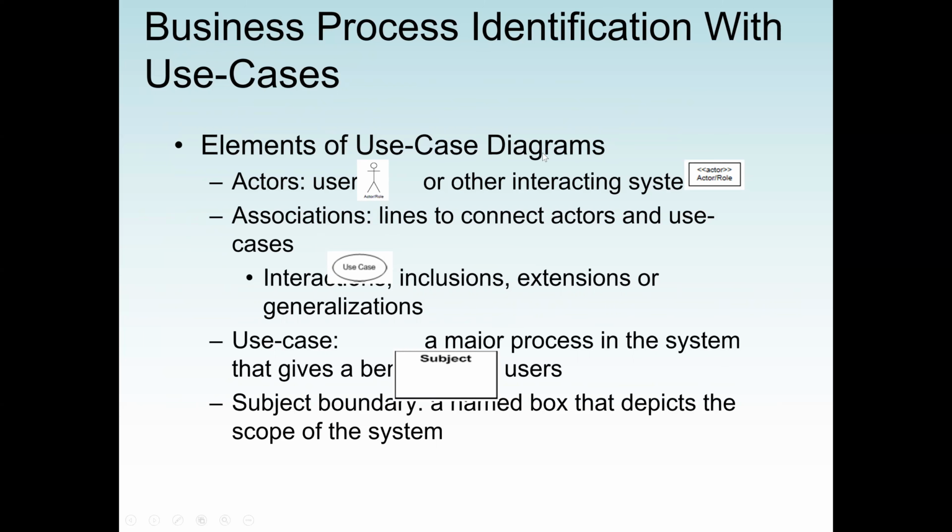So again, in the use case diagram, we have the actors, who are the users. It can be a person or automated system. Association will be the lines that connect the actors and the use case. And normally the use case will be the major task or process in the system. Then association also can be interaction, extensions, inclusions, and generalization. Then we have the boundary or the subject boundary. Here is a named box that shows the scope of the system.